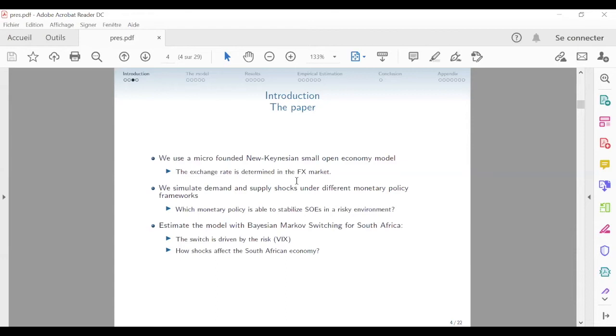Anyway, what is important in this estimation is that our model will switch from a low volatility regime to a high volatility regime according to the risk. And we proxy the risk by the VIX here, meaning that when the volatility of the VIX is high, we will be in the high volatility regime, so in a kind of crisis regime. And then once we estimate the parameters, we will simulate again supply and demand shocks with these estimated parameters in order to see what will happen in South Africa after demand and supply shocks from our model.